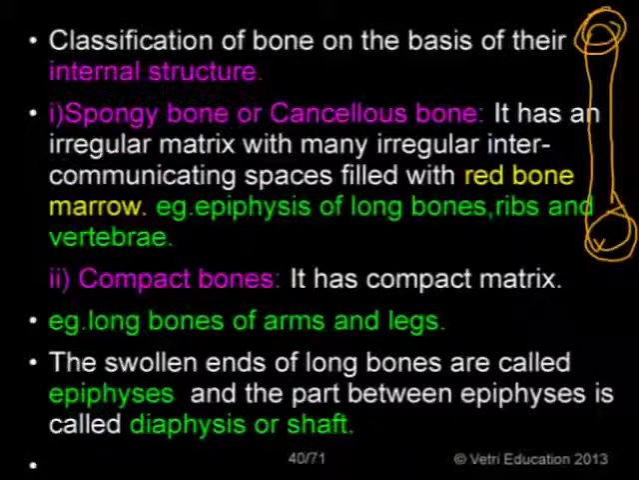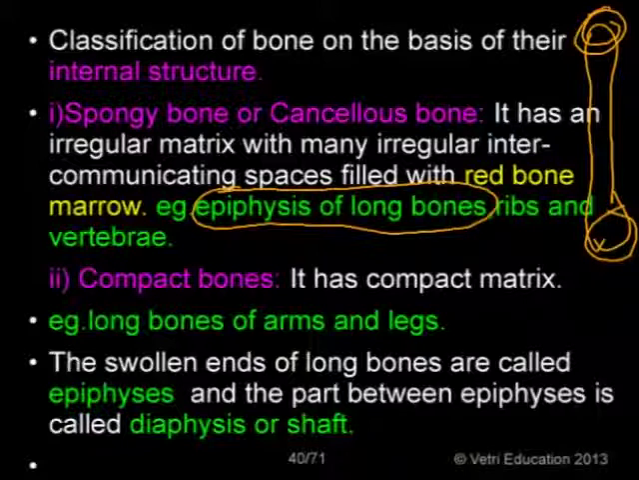What do we call this one? Epiphysis. The end of the bone which is spongy in nature is called epiphysis, the epiphysis of long bones. We will see later what epiphysis means. It is also found in the ribs and vertebrae.